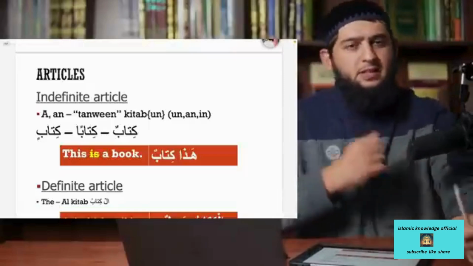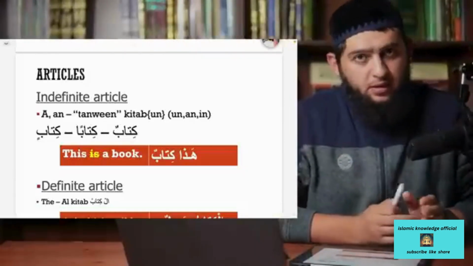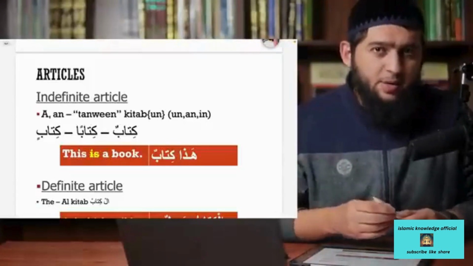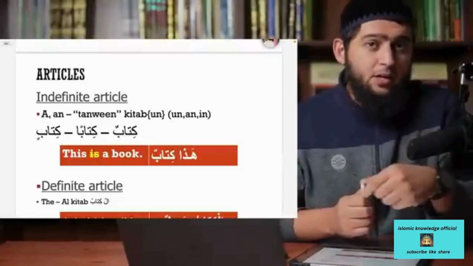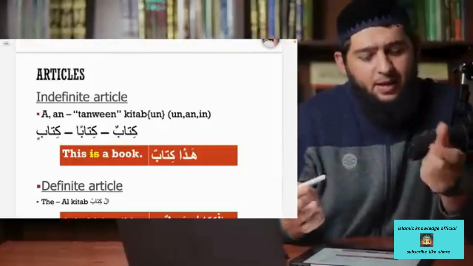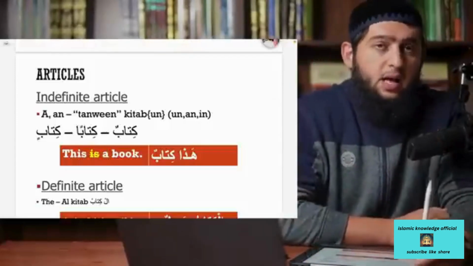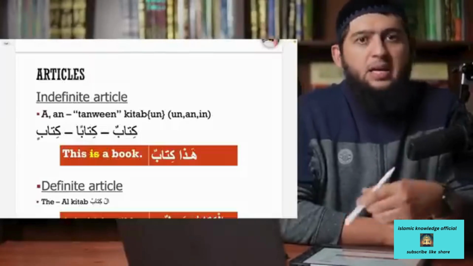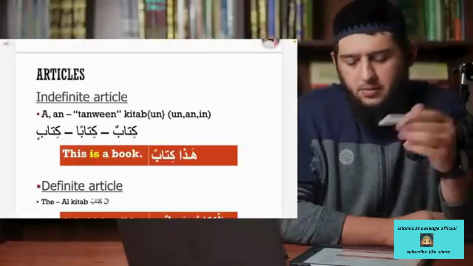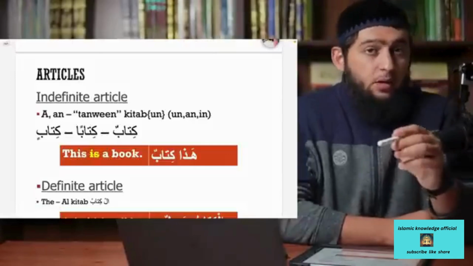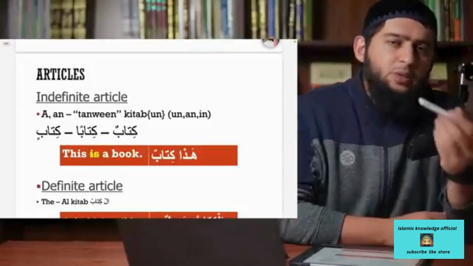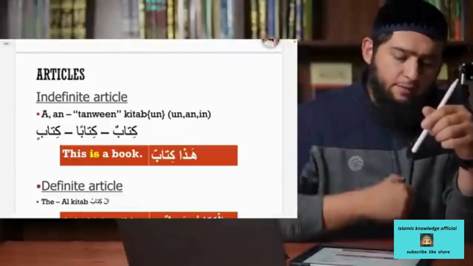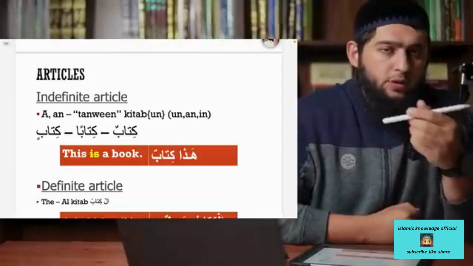Before we learn it in Arabic, I think some of you don't know these terms in English. You use it, but maybe you don't know these names. So the indefinite article is a, an. For example, a pen, a teacher, an apple. But in Arabic, we have tanween. Tanween is the name of the article, but the article itself is an, un, in.